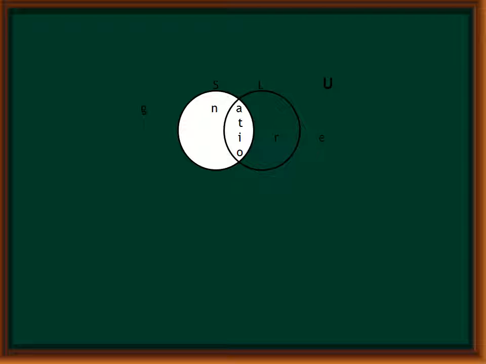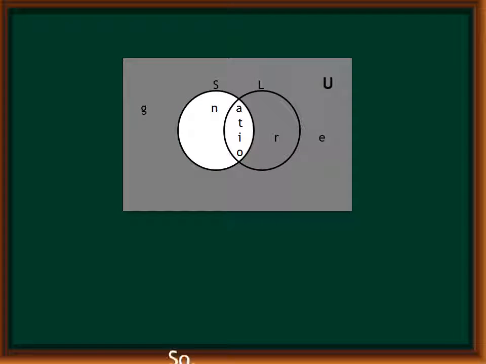So our S complement then has G, E, and R as its elements. So as you can see in our Venn diagram, these letters G, E, and R are part of our universal set but are not part of our set S. So our final answer for S complement are G, E, and R.